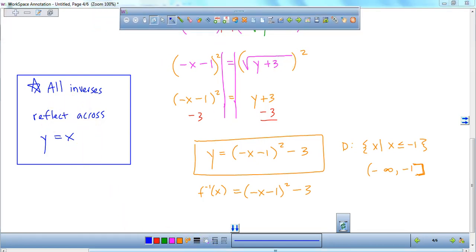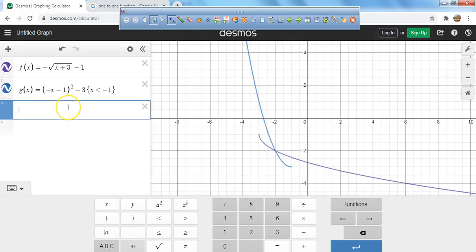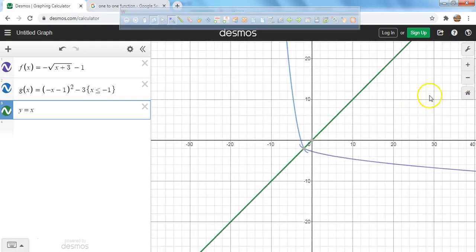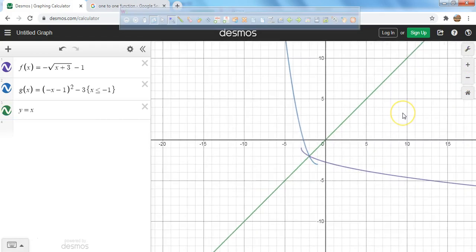Now, what does that mean? What in the world do you mean? Y equals x. What? Look at that. They're inverses. They reflect. That's beautiful. It's a beautiful reflection. So pretty. Look at it. All right. Now, that's something you just need to know. All inverses reflect across y equals x.